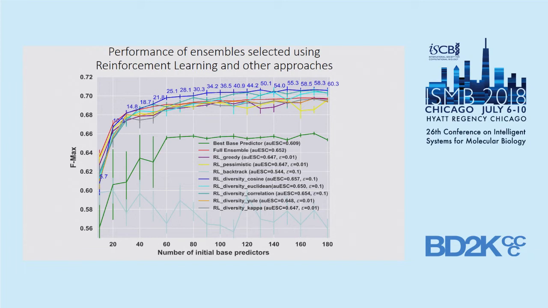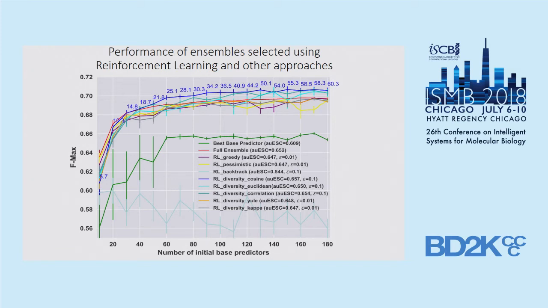The first 3, greedy, pessimistic, and backtrack, again, are search strategies that look only at the model performance. The last 5 incorporate diversity. So this is a framework that allows for diversity to be incorporated very easily into the search strategies. So overall, you can see that as you increase the number of base predictors, as expected, the performance does increase, right? The more models you have, the better the performance.